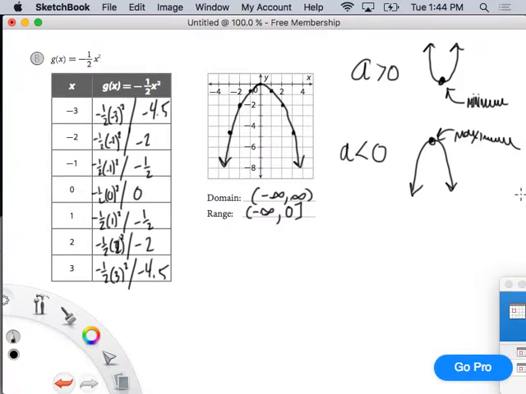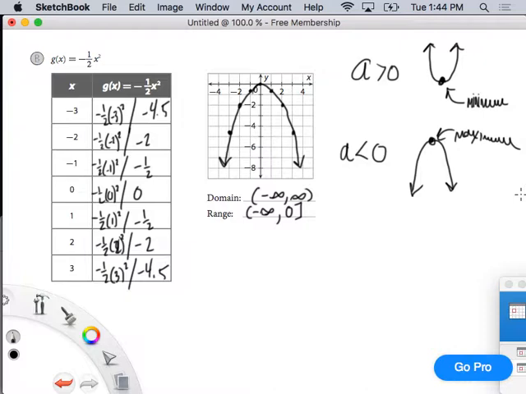Okay? So if A is positive, it points up, and the vertex is a minimum. If A is negative, it points down, and the vertex is a maximum. Does that make sense? If it's positive, it points up. Negative, it points down. And then from there, it's easy to see, hey, that's a minimum, and that's a maximum. Does that make sense? Okay, good. Good job, class. Any questions on what we've covered so far?